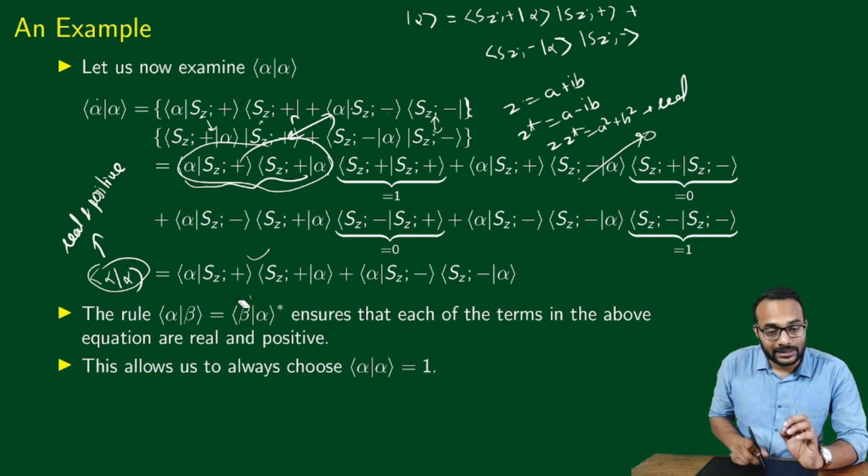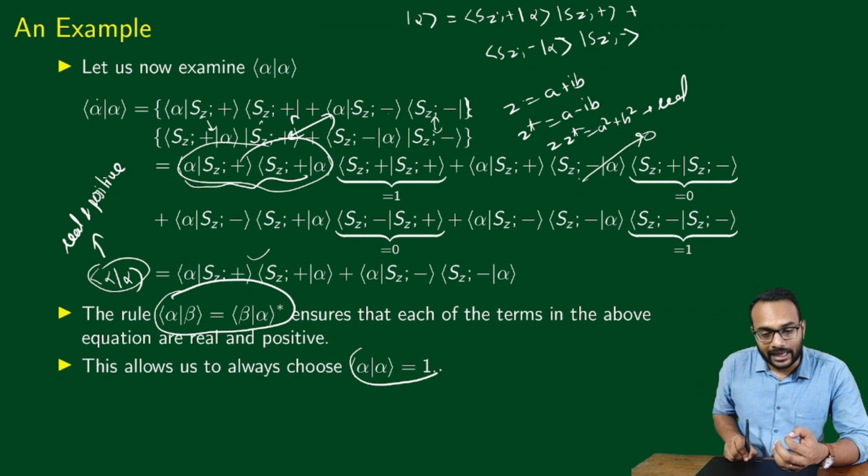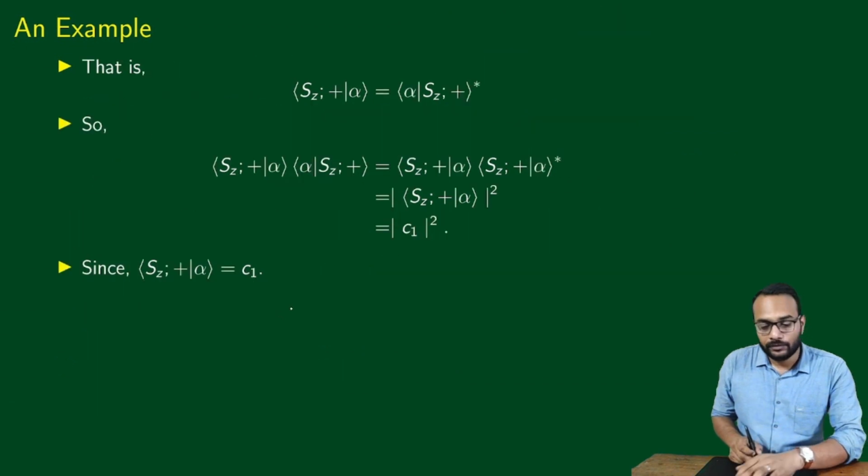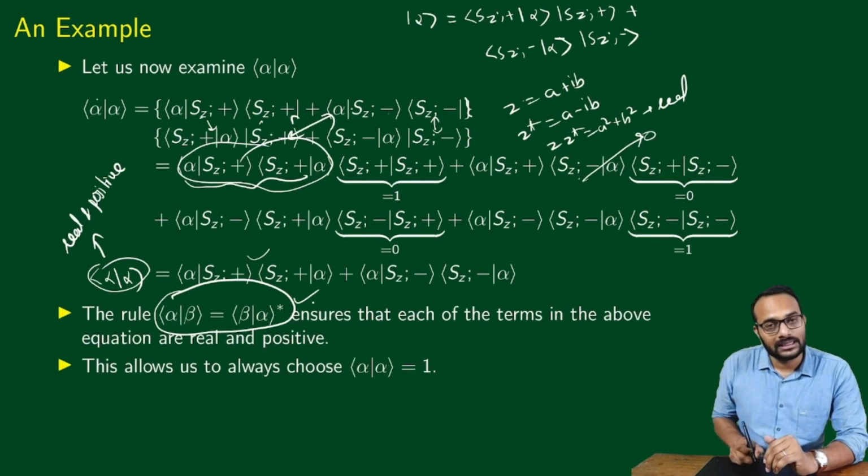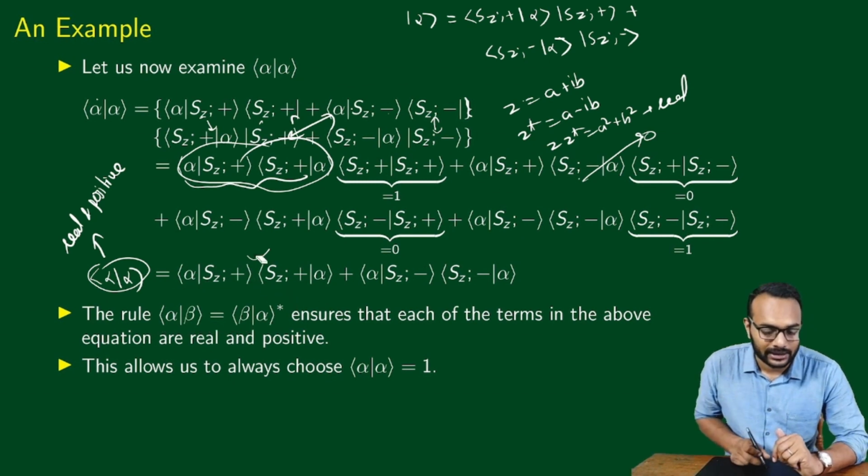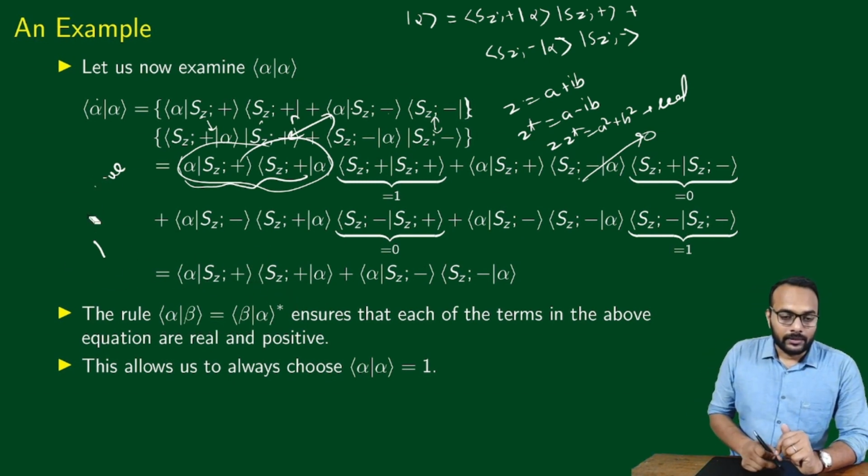Now, you see that this rule is important. You should never forget this. This rule is important if you want to choose bracket of alpha with itself equal to 1. So if you need to normalize the state, this rule is important. So this is very important in quantum mechanics, right?